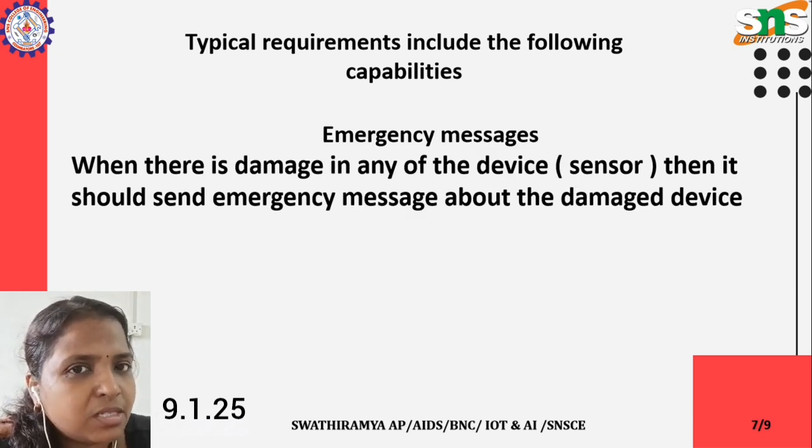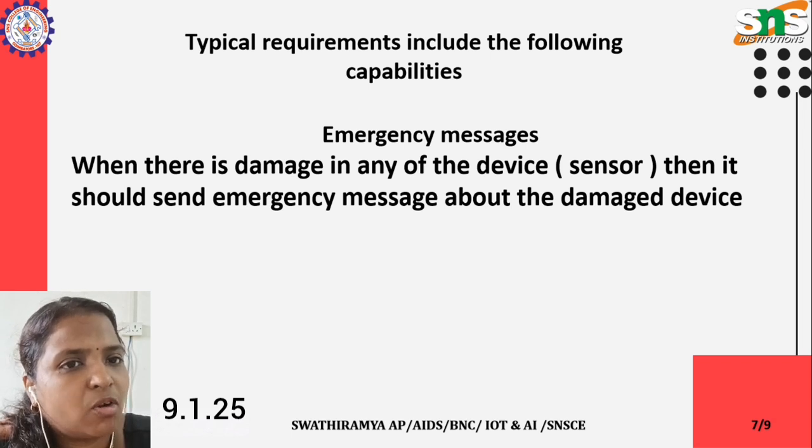Then the next thing, emergency message. IoT devices operate in real places. That is, we put everything in a real-time environment, for example in traffic signals and smart irrigation. So there is a chance of breakage or theft of devices, or due to natural calamities there is some problem with the devices.